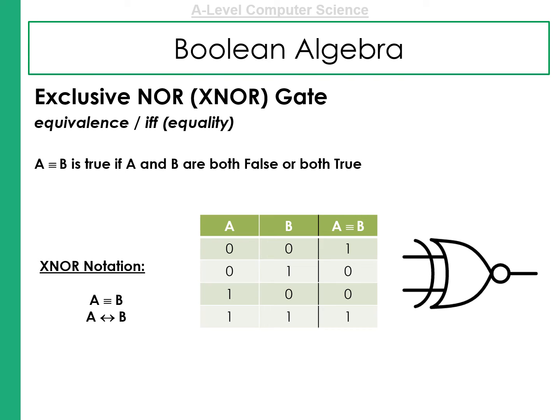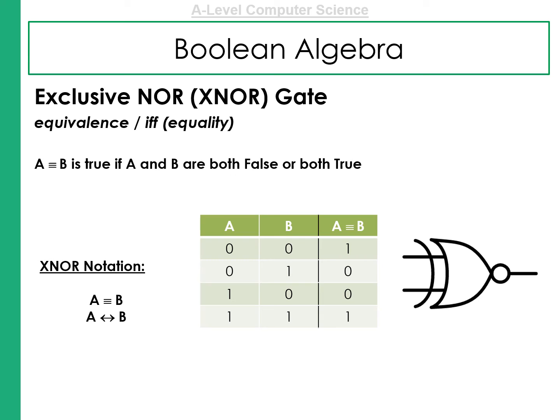It's an OR gate, which is then turned into our XOR, with our NOT symbol at the end of it, that small circle. We represent this by three little lines, but sometimes it can be represented by a double arrow, as you can see on the screen on the left hand side.